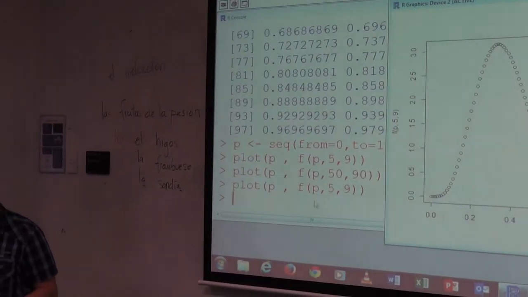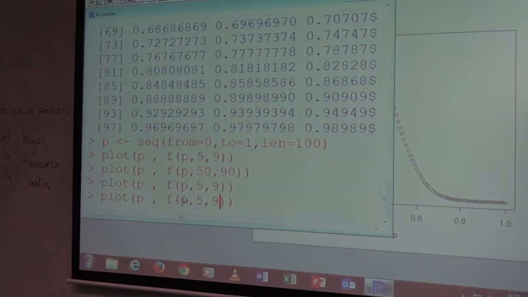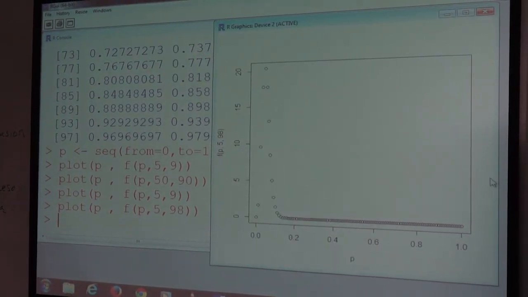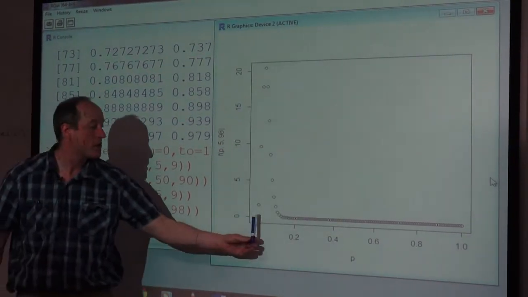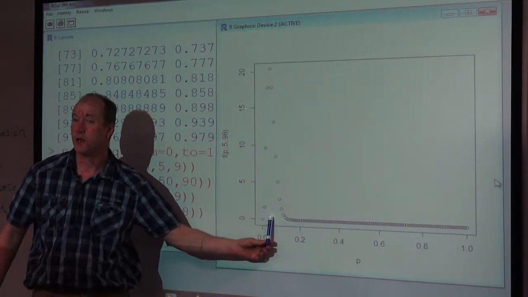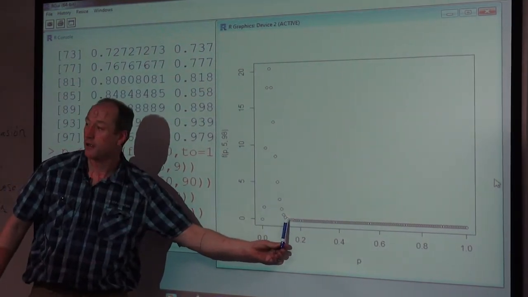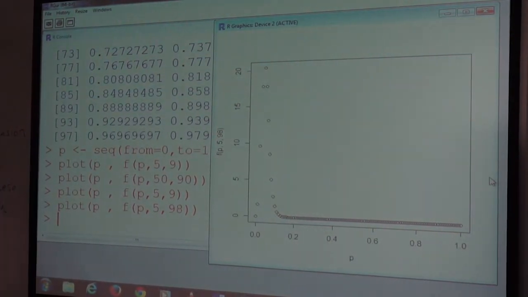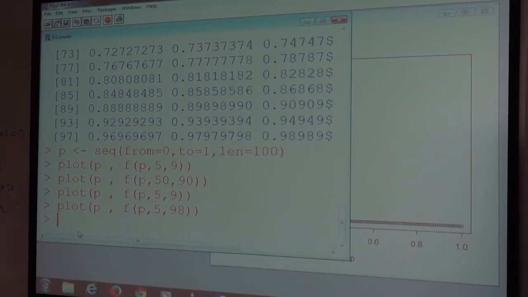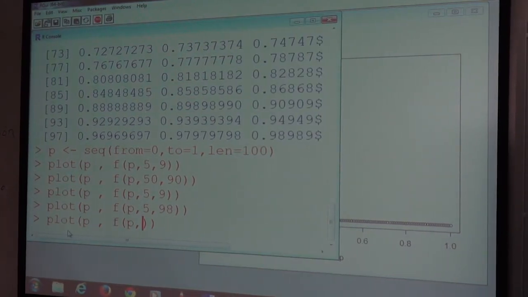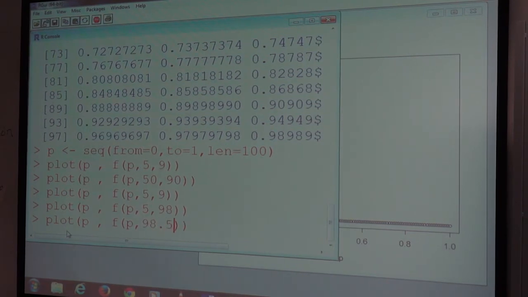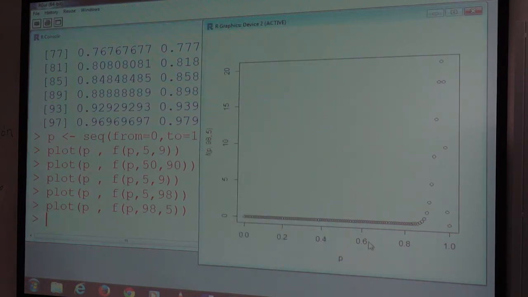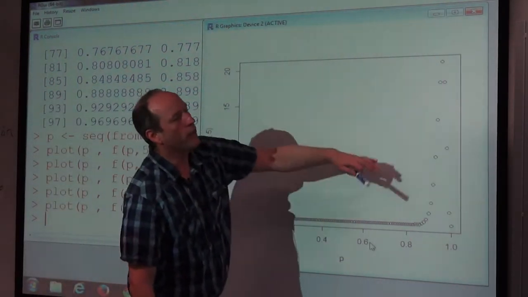Let's try some more ones now. Let's try 5, 98. There we go. Perfectly good prior for somebody who thinks the probability of success is around about 10%, but pretty sure it's not as high as that, and it's absolutely not as high as these here. Let's try it the other way. Let's try 98, 5. Oops, should be a comma. And that's gone over to the other side. So we can fool around with this all day.